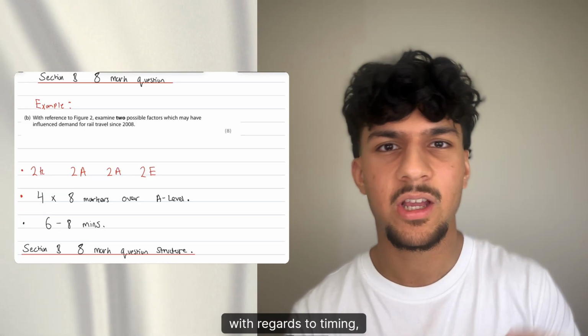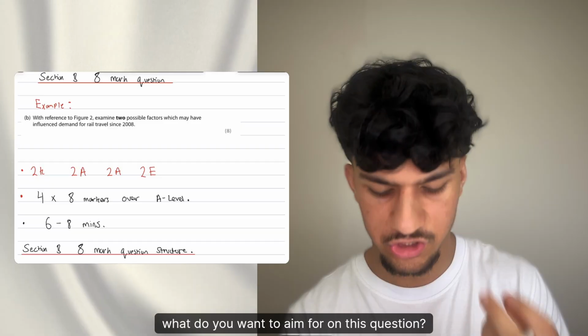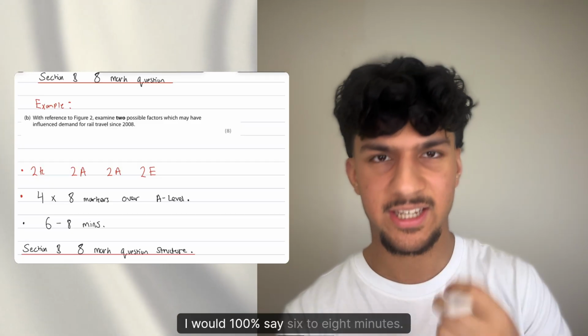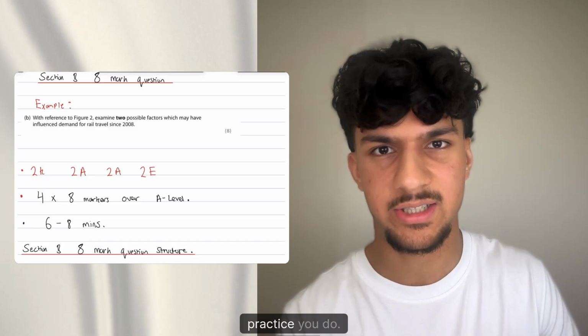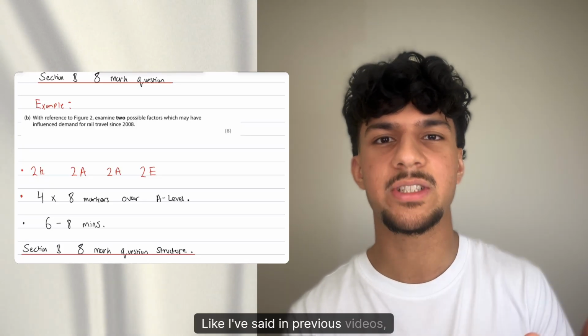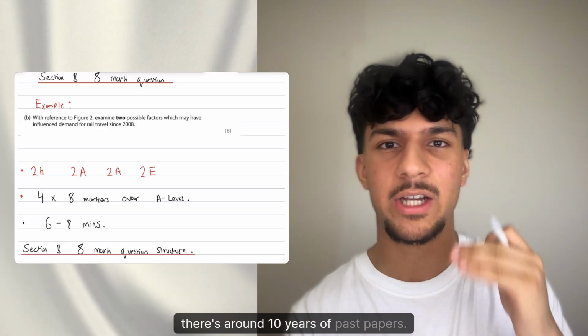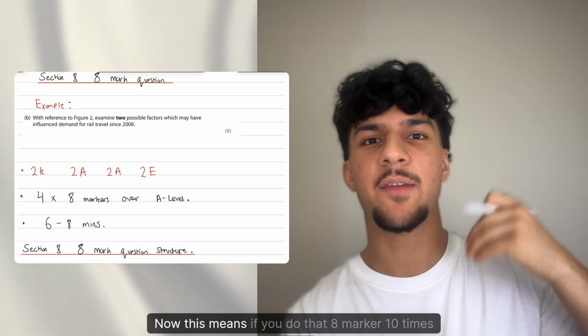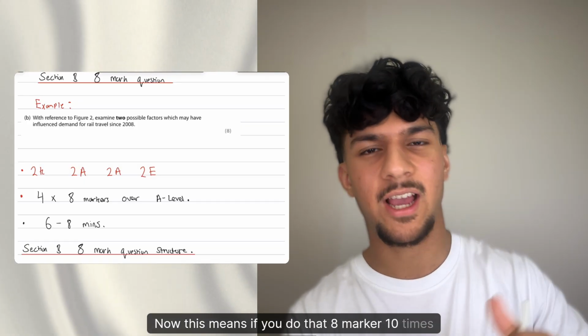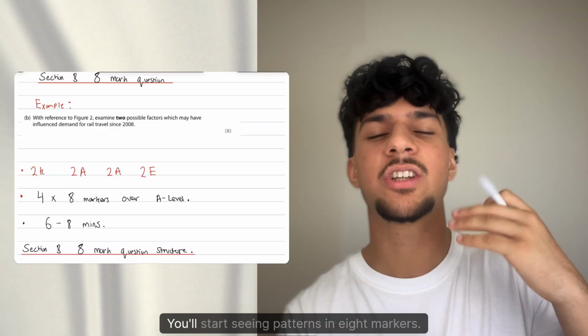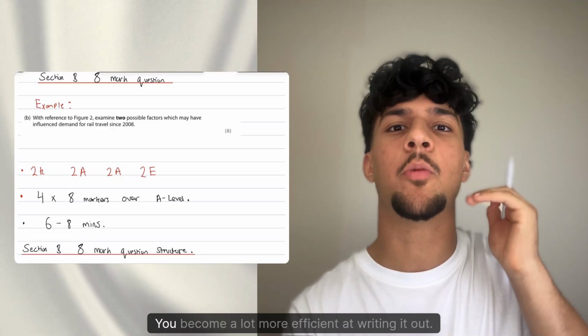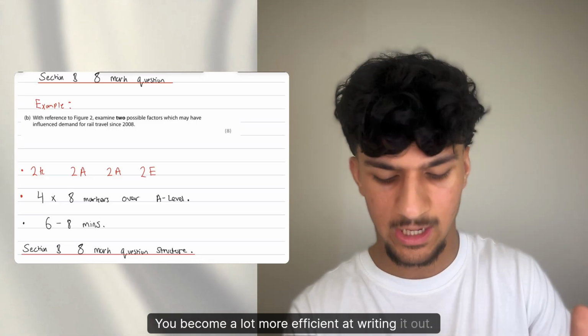With regards to timing, what do you want to aim for on this question? I would 100% say 6 to 8 minutes. And this entirely goes back to the quantity of practice you do. Like I've said in previous videos, there's around 10 years of past papers now. This means if you do that 8-marker 10 times under exam conditions, doing it properly, you'll become much better at it. You'll start seeing patterns in 8-markers. You'll become a lot more efficient at writing it out.